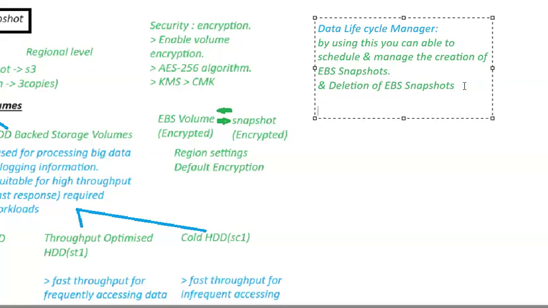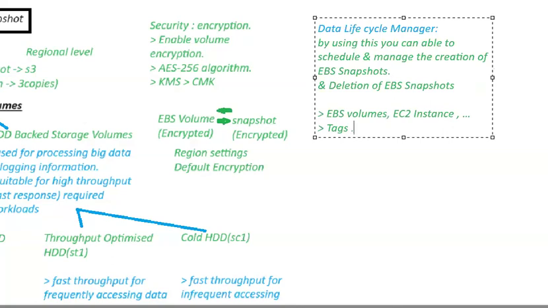In order to do this automation, first the data lifecycle manager needs to identify your resources, right? You have EBS volumes, you have EC2 instances, and you have multiple resources present in AWS. So in order to identify any one of the resources, what do you use? You use tags. By using these tags only, this data lifecycle manager can automate these tasks. Without tags, it is not possible.